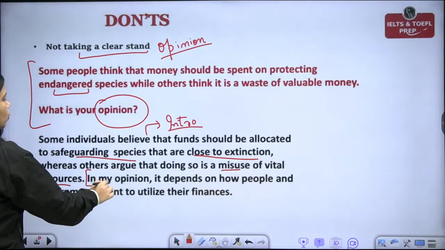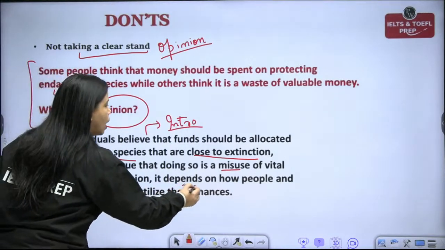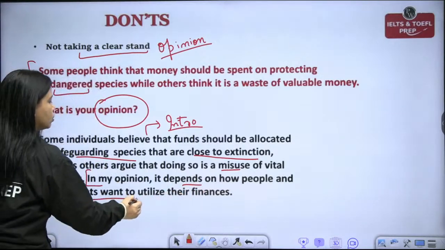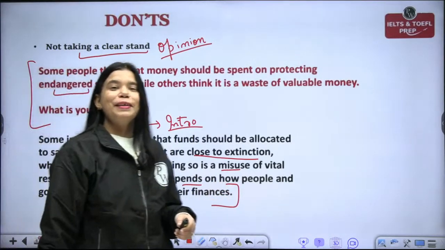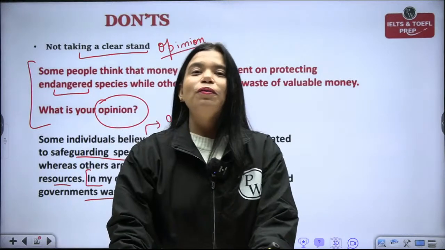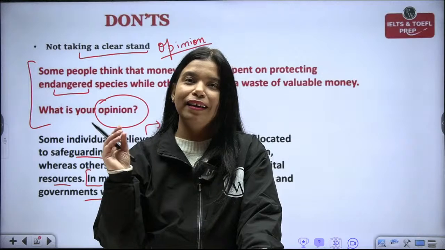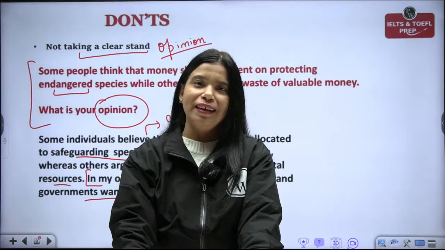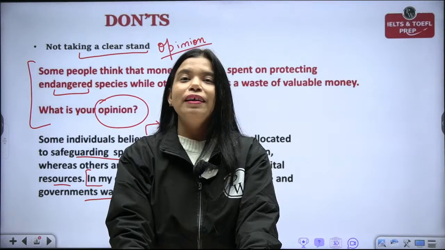उसके बाद आता है मेरा opinion. I'm saying, in my opinion, it depends on how people and governments want to utilize their finances. इसका मतलब क्या है? इसका मतलब है कि गवर्नमेंट जाने और लोग जाने, उनका काम, उनको अपना पैसा कैसे खर्च करना है, डिपेंड्स ऑन देम. मेरा कोई ओपिनियन नहीं है. आई हैव नो ओपिनियन. So this kind of statement is a goof up.